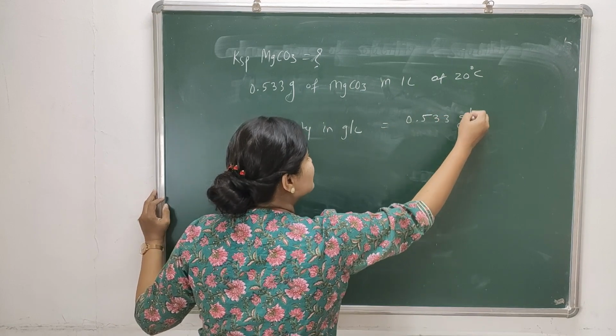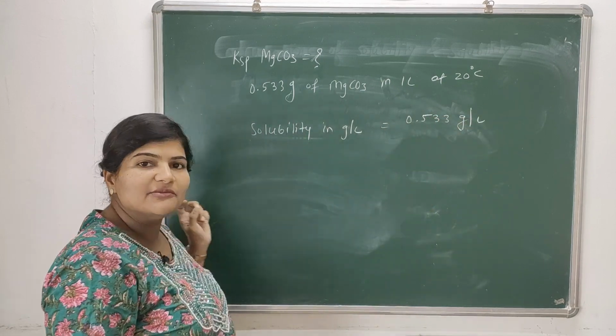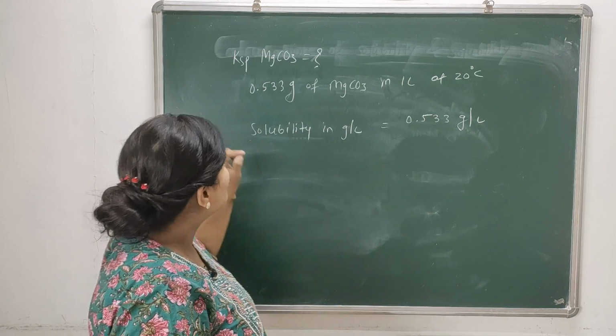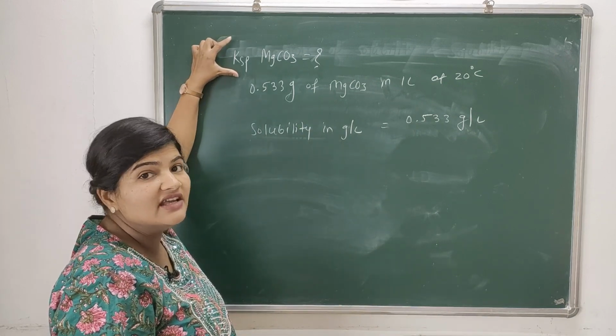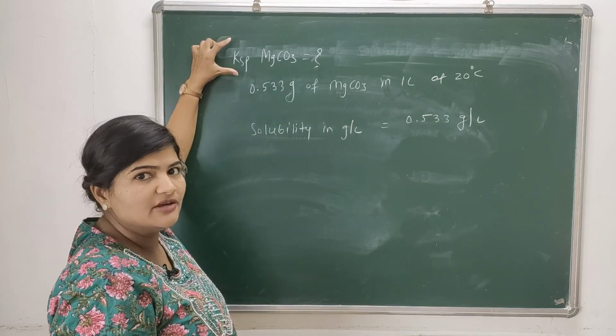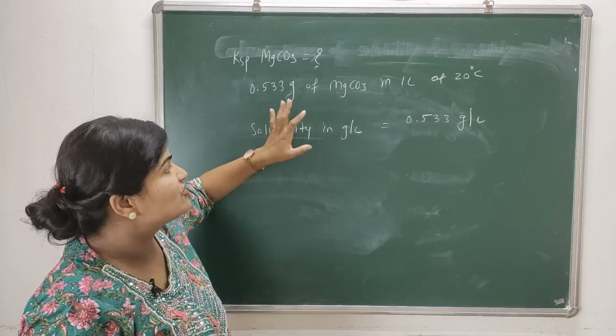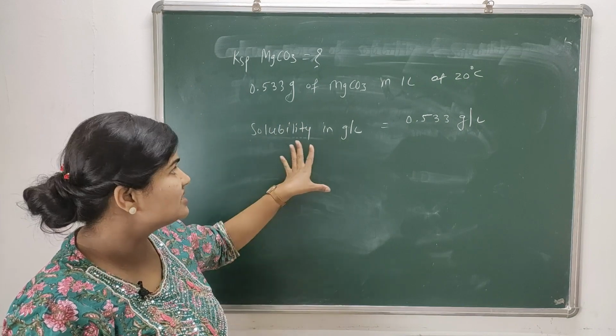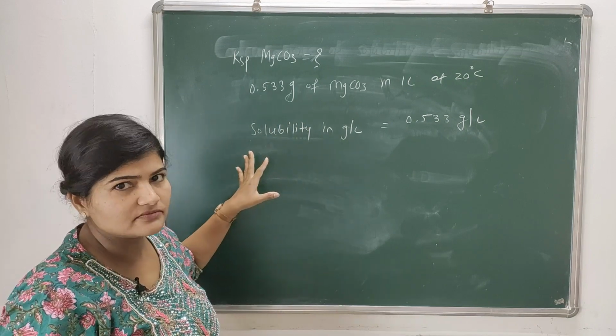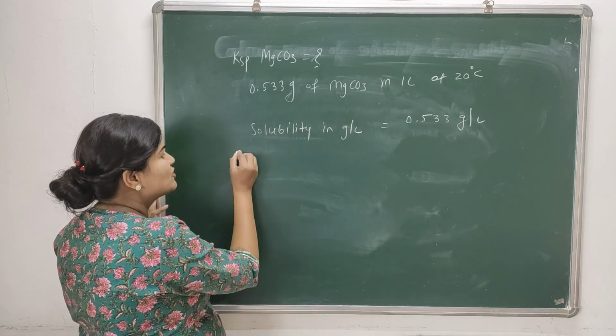0.533 grams in 1 liter. So this is nothing but my solubility in gram per liter. Now what they have asked us to find is KSP, the solubility product. So what we have to do first is figure out the molar solubility from the solubility in gram per liter.